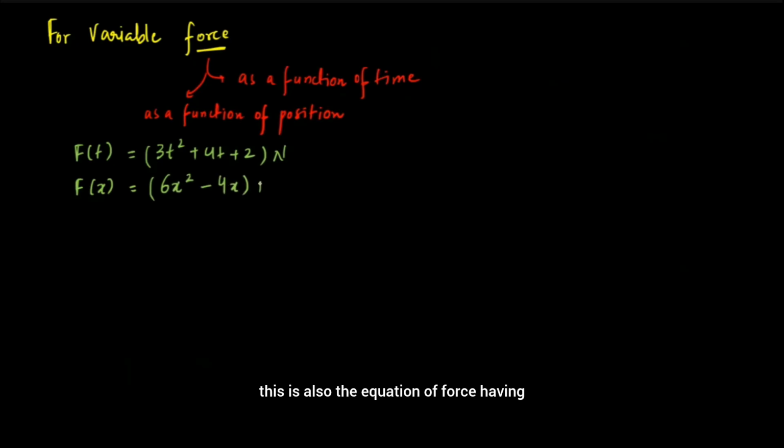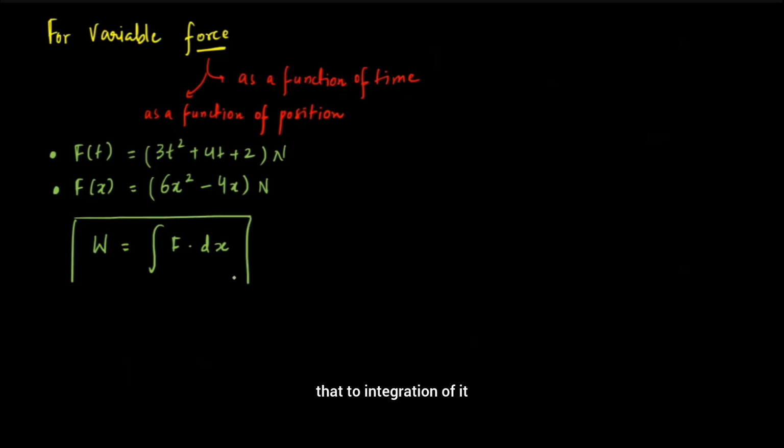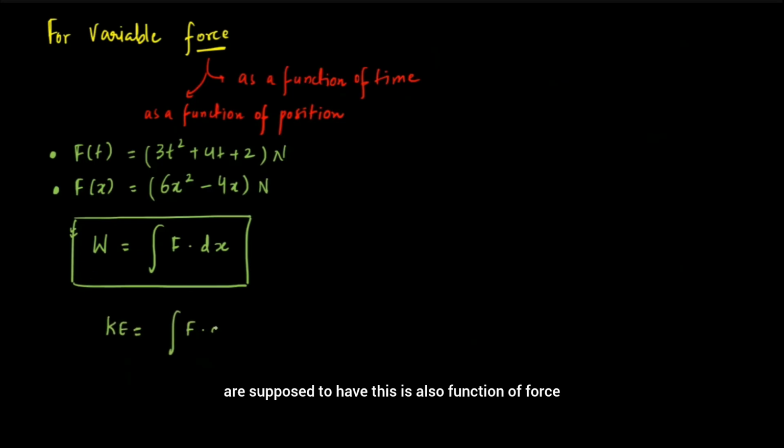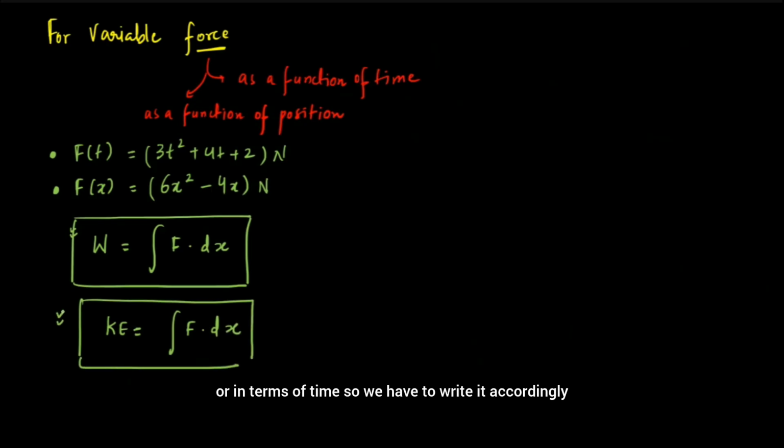This is also the equation of force, having the same unit Newton, but we need to understand this fact that in both cases, force is variable, as a function of time and as a function of displacement. So this will change the whole thing, and because of this, work done is calculated as the integration of F dot dx. I know we don't have to go into it, but we need to keep this in mind. Because of this, whatever kinetic energy we are supposed to have is also a function of force in terms of displacement or in terms of time. So we have to write it accordingly.